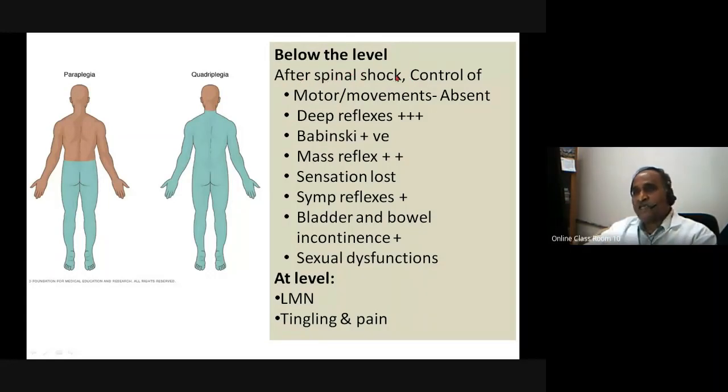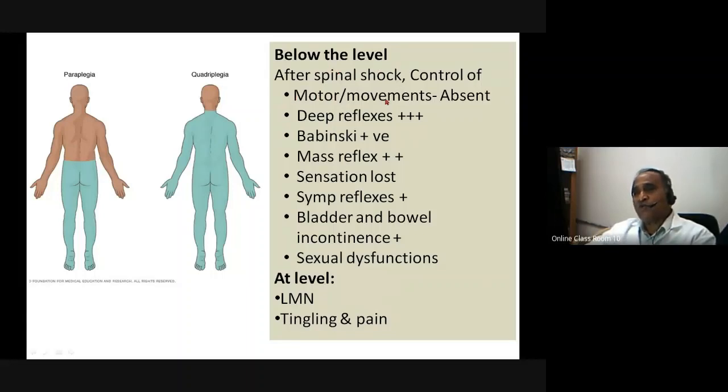Then after the receding of the spinal shock, maybe about 2 to 3 weeks or 4 weeks, the reflexes resume. The reflex activity resumes. Maybe it starts resuming in the first week. Maybe around the third or fourth week, all the reflexes would be established. So now, in that case, what happens? What is the loss below the level of the lesion?